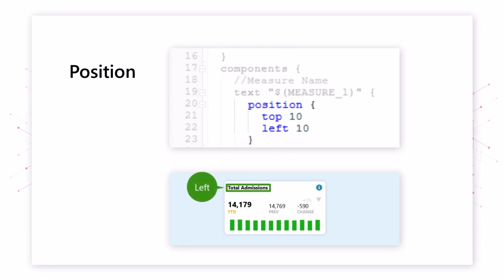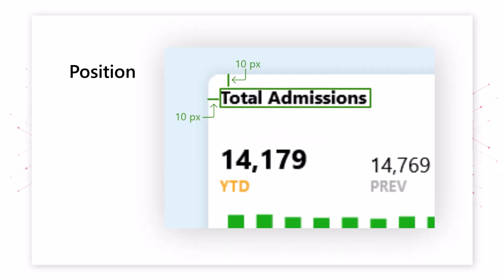Left specifies how many pixels from the left edge of the stamp the component will appear. So you would use it if you want to adjust the component left or right. So you would set the position and then set the sub-attributes top and left.